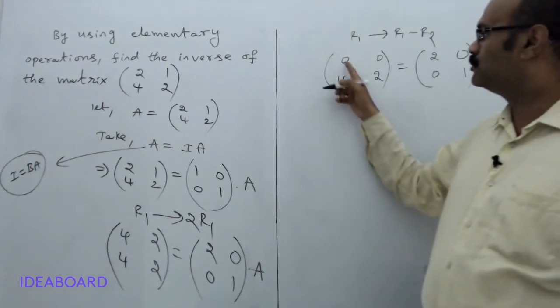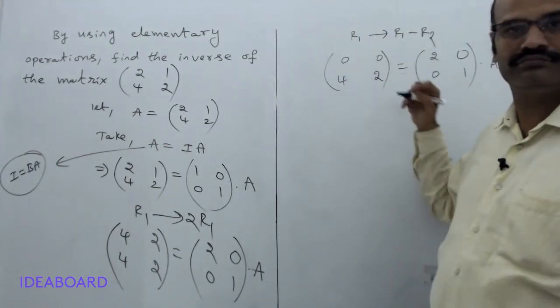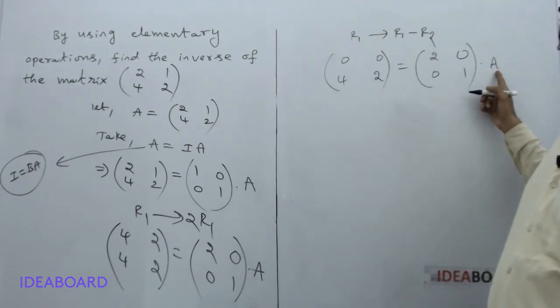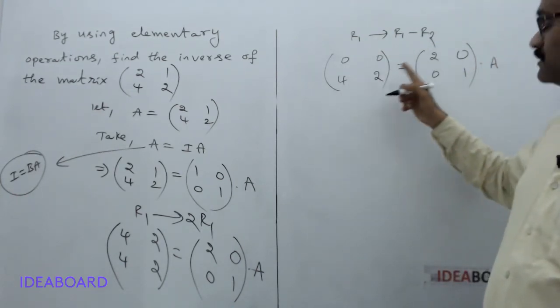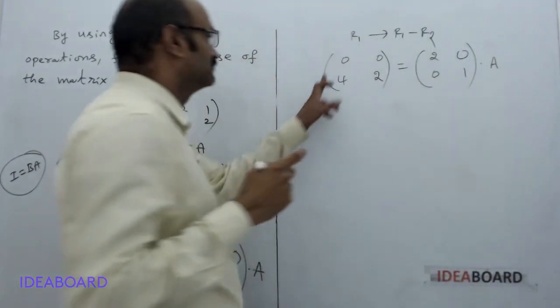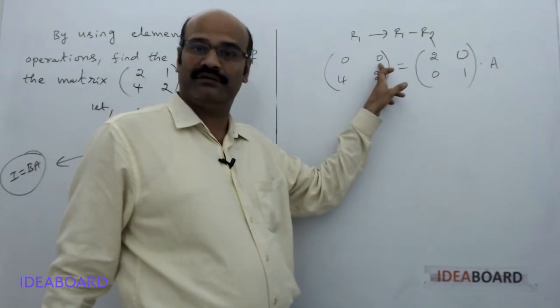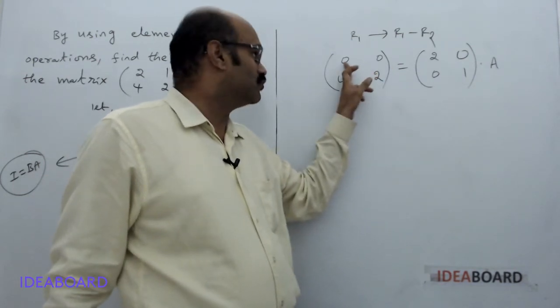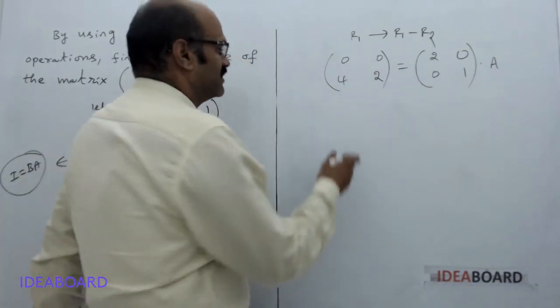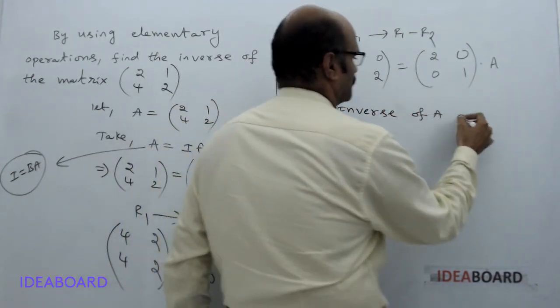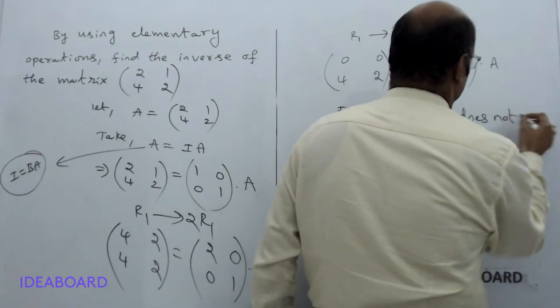Whenever we have two zeros in any row or in any column, then the inverse of this matrix does not exist. Since we have two zeros in R1, all the elements of R1 are having zeros, so that we say that inverse of A does not exist.